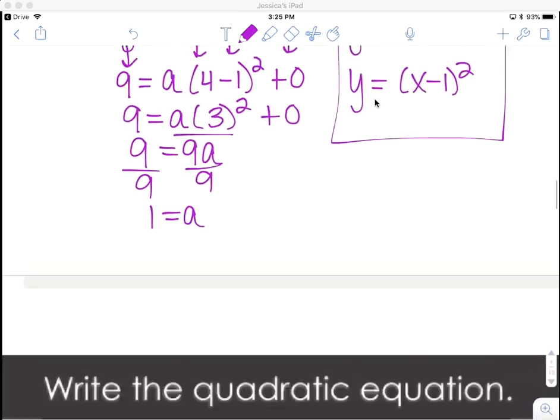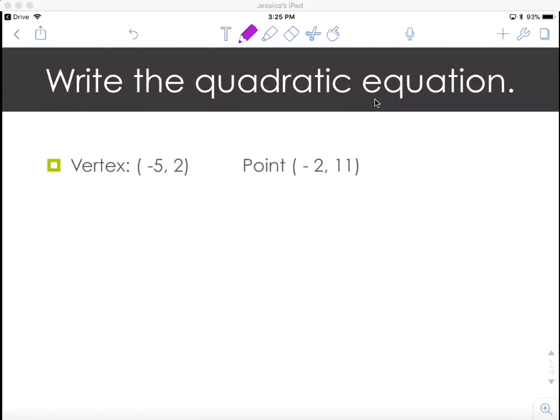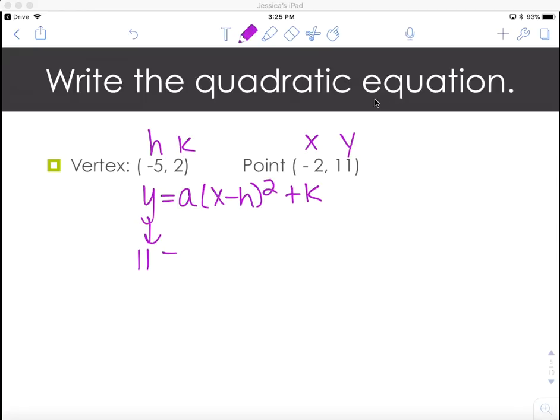Let's look at another one. This time I've given you a vertex of negative 5, 2 and a point of negative 2, 11. So plugging this in, I have h, k, x, and y, which means I'm plugging in 11 for y. I don't know what a is. X is negative 2. Be careful with your signs here. You're plugging in negative 5 for h.